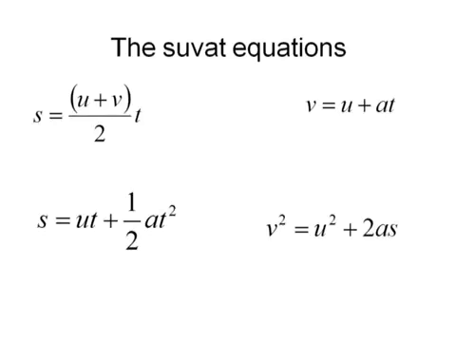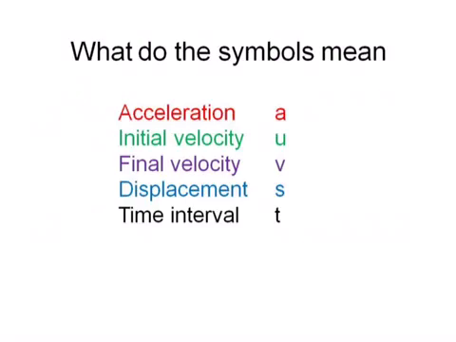So in this video, I'm going to have a look at how you can solve questions using the Suvat equations, or their proper name, the kinematic equations. The first thing to check is that you're happy with what all the symbols mean. So we have acceleration is given the symbol A, initial velocity the symbol U, the final velocity the symbol V, the displacement the symbol S, and the time the symbol T.